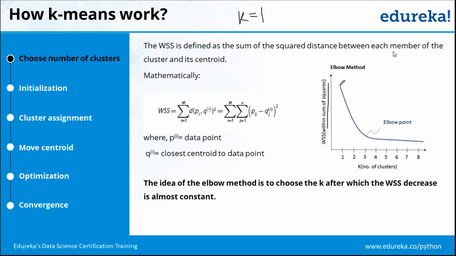Then let's say for k equal to 1, this is the value we are getting. Then for k equal to 2, we will do the calculations again, and let's say for k equal to 2 the value comes here. Then for k equal to 3, we do this calculation, and it will come here. We do k equal to 4, and for different k values, we basically calculate this WSS, right?